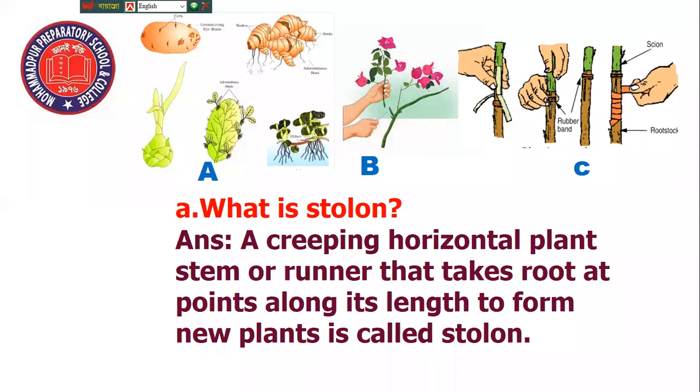This is the knowledge level question. You must find it in your textbook: what is a stolon? A creeping horizontal plant stem or running stem that takes root at points along its length to form new plants is called a stolon.